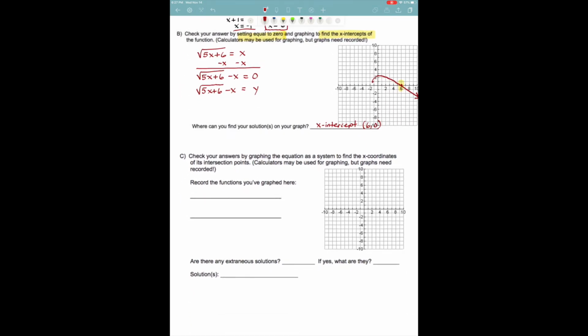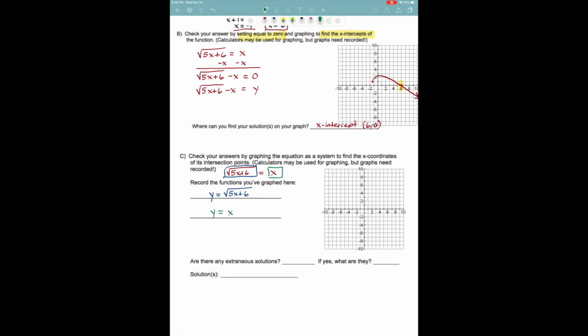And it says check your answers by graphing the equation as a system to find the x coordinates. So again, we're going to take our original equation, the square root of 5x plus 6 equals x, and break that into a system. We'll do one in blue and one in green, and we'll probably have to use the graphing calculator to help us again. So we've got y equals the square root of 5x plus 6, and y equals x.